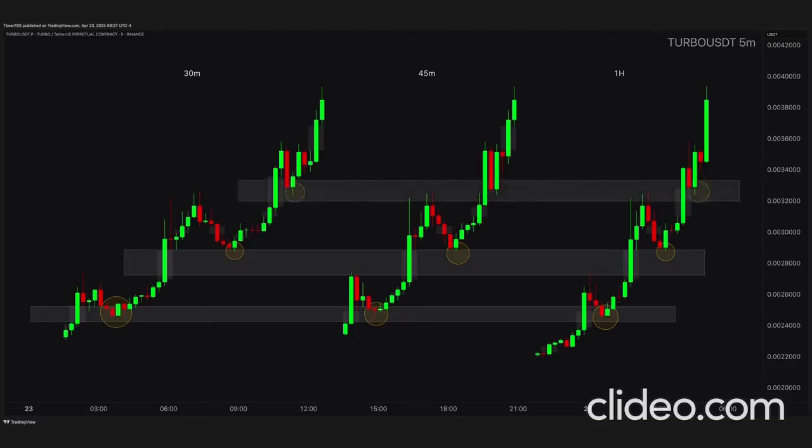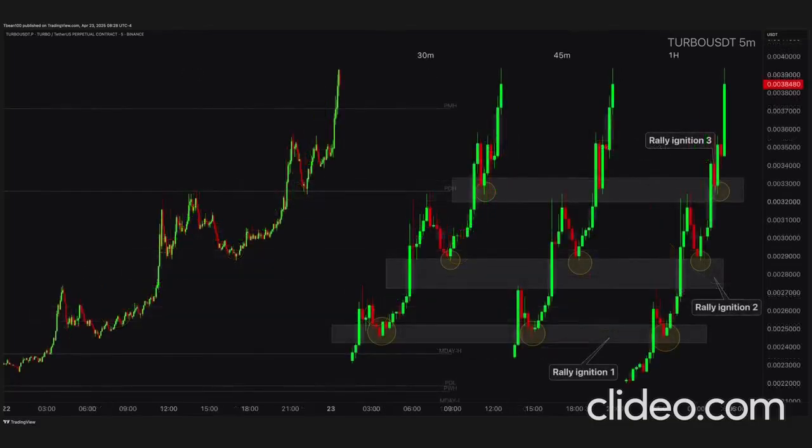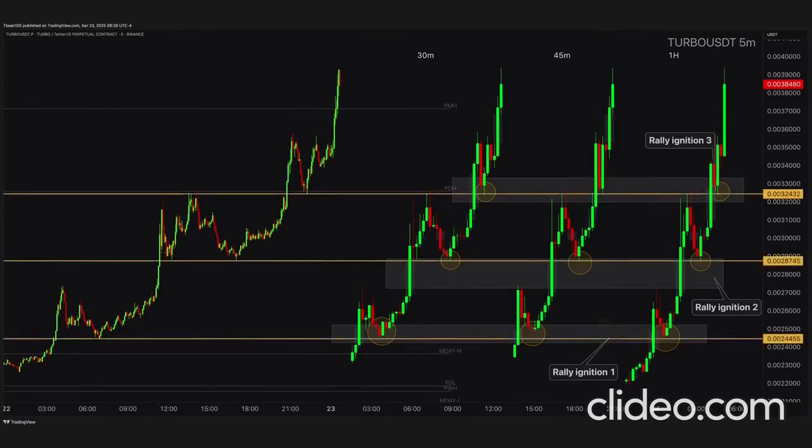As you can see, a repetitive pattern keeps following each other, one after another, the way I teach in the masterclass. If we just open the 5-minute charts on the left, and by using these horizontal lines, we can see how the 3 rallies started. So, we know how the 3 rallies ignited.